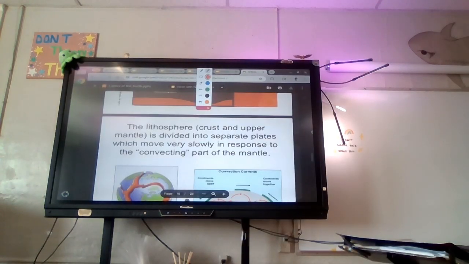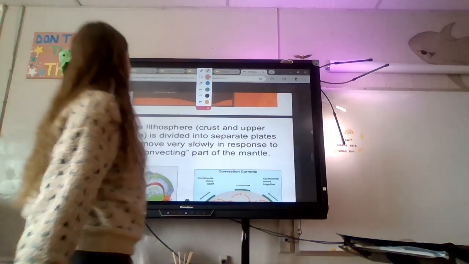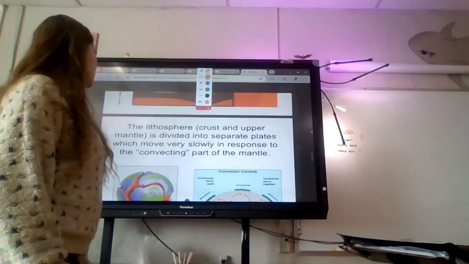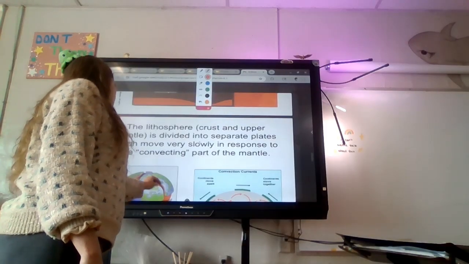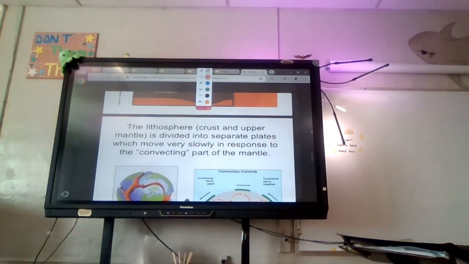So does this statement here sound familiar to you from the chapter? What does it remind you of? The theory of plate tectonics. That's basically what it is right there. The crust is split into plates, which are these blue and green parts, and then they move very slowly on the asthenosphere, which is the convecting part of the mantle.